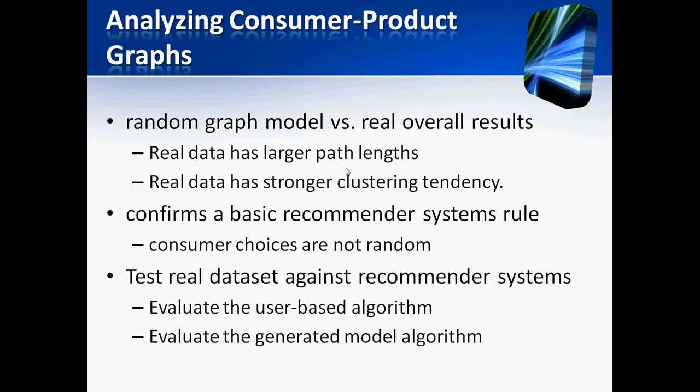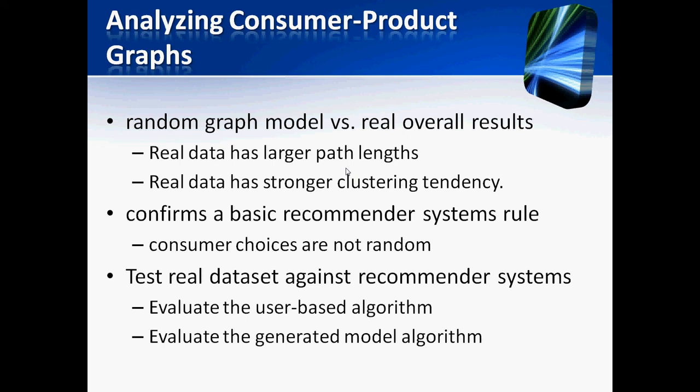The random model versus the overall results. The real data had larger path lengths. The real data has stronger clustering tendency, as we saw in the previous slide. This confirms a recommender systems rule, which basically says consumer choices are not random. They can't be explained by a randomly generated graph. And we can see it didn't explain everything. We've got differences here still to cover.